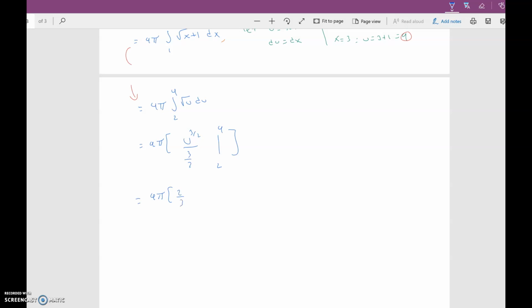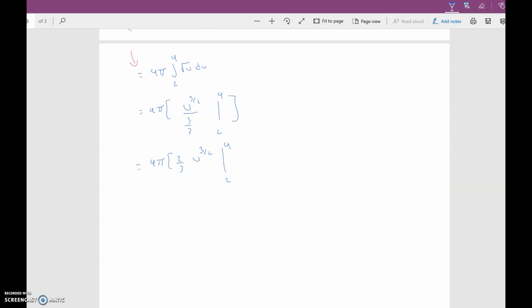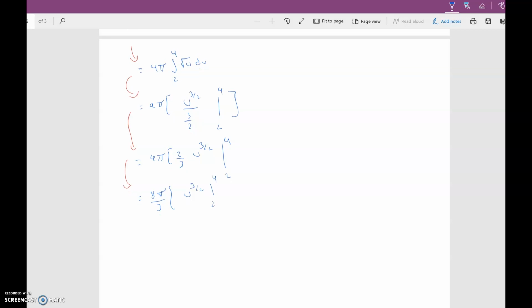2/3 u to the 3 halves. We still have the 2 to 4. So we're looking at 8 pi over 3 times u to the 3 halves. And then we're gonna just evaluate the 2 to 4. Simplify as much as you can.